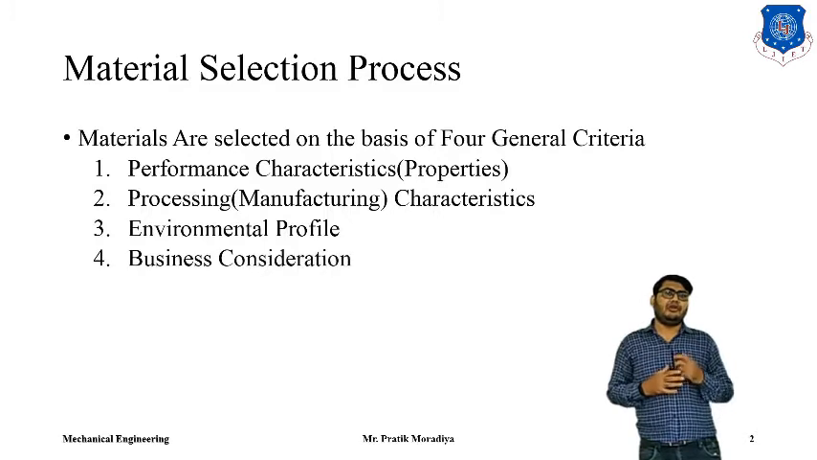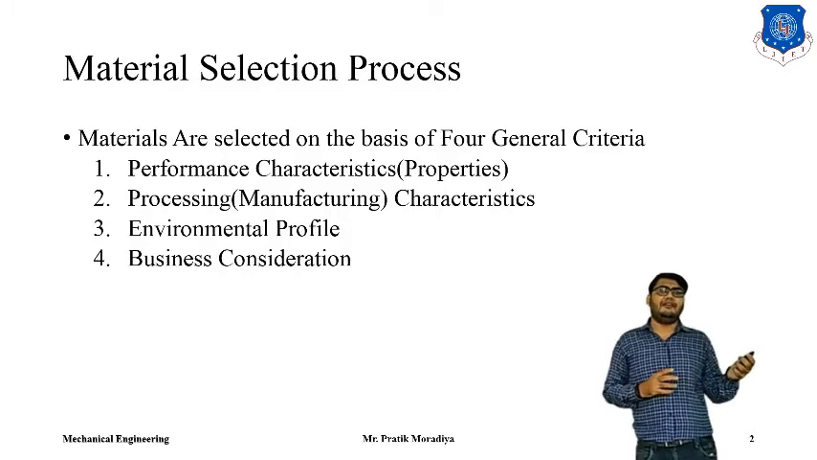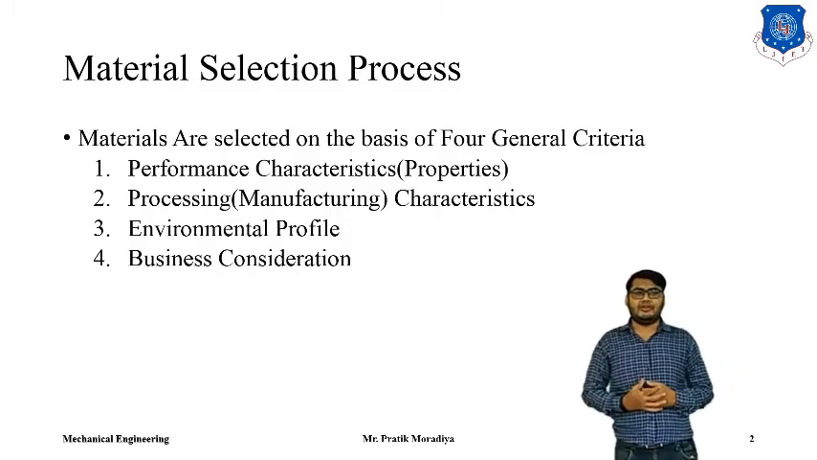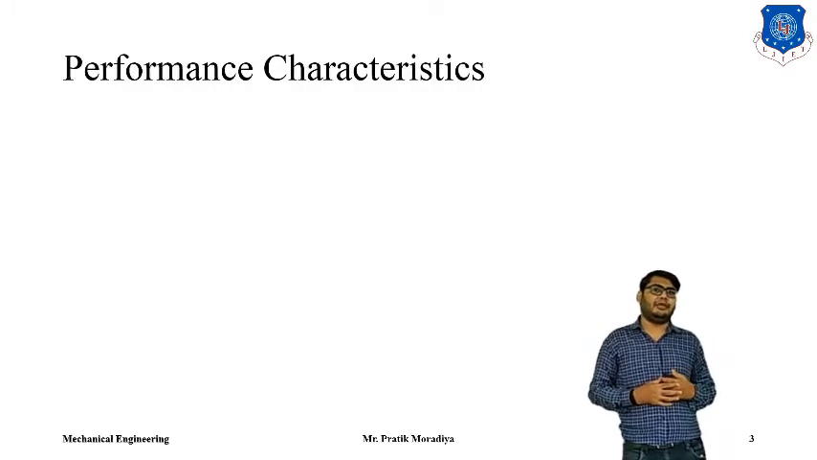And last, you also consider the business aspect. That is how costly the material is, and where the material can be found. Is the material available in my nearby area or not? All this will be considered in these business considerations. Now let us quickly recap what we have discussed in these four characteristics.